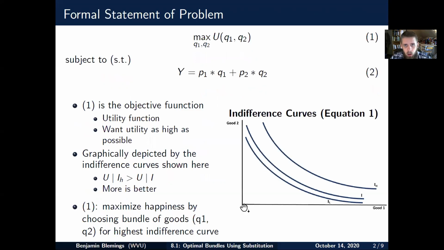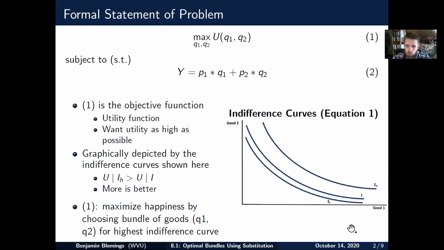And so let me just put those in the plot for you real quick, right? So number 1 is the objective function, like I said in the last slide. And this is just graphically depicted by these utility curves, these indifference curves right here, on which each indifference curve has equal utility.